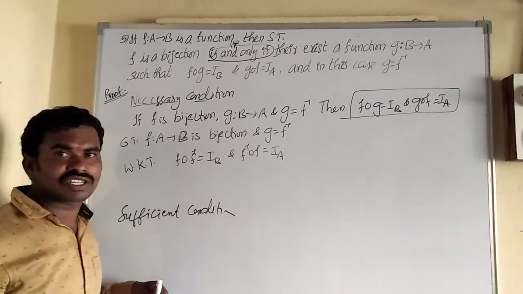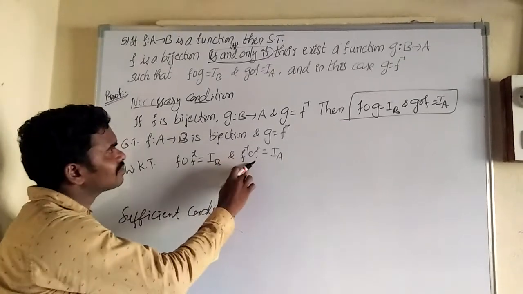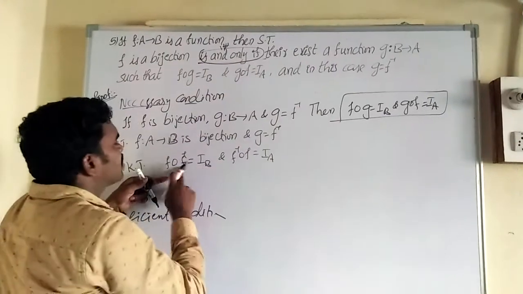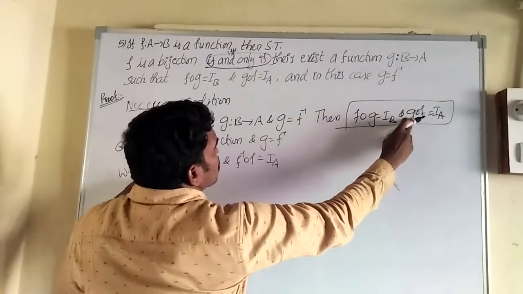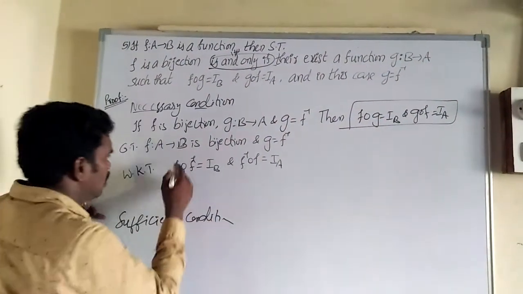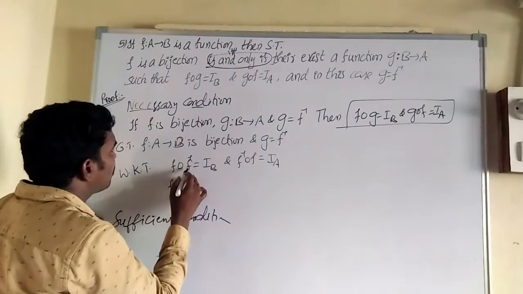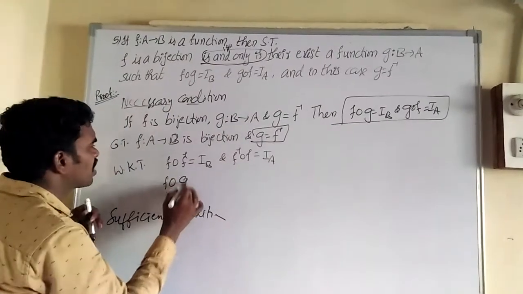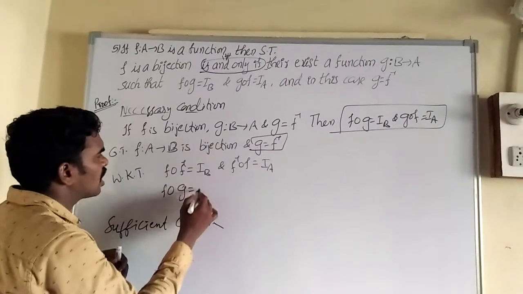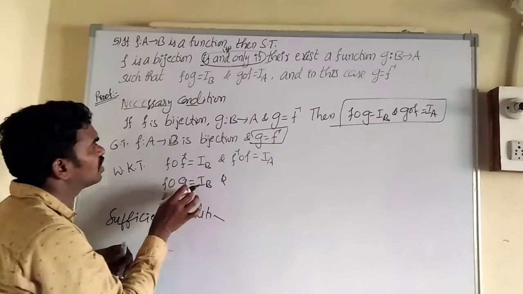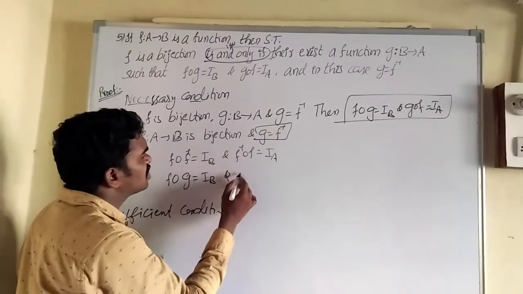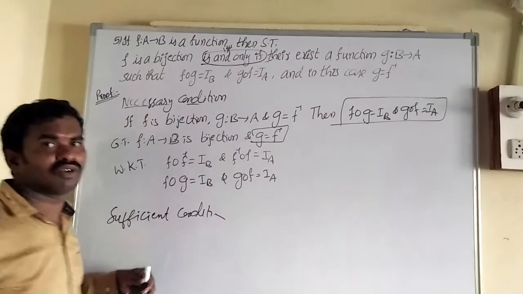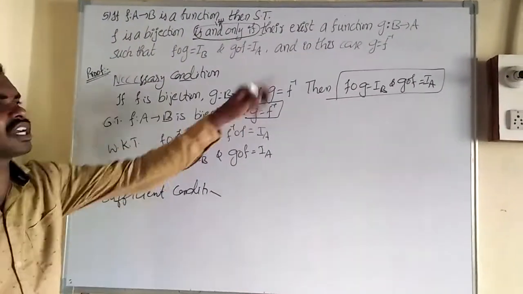Or just how to remember this? See the question: f circle g. g means what? f inverse. g circle f, g means what? f inverse. To remember, f circle f inverse means what? Given that f inverse means g, so instead of f inverse, I am writing g. So it is equal to IB. That's all. One thing is over. Next, f inverse means g. g circle f equal to IA. Over. Henceforth, the necessary condition is completed.